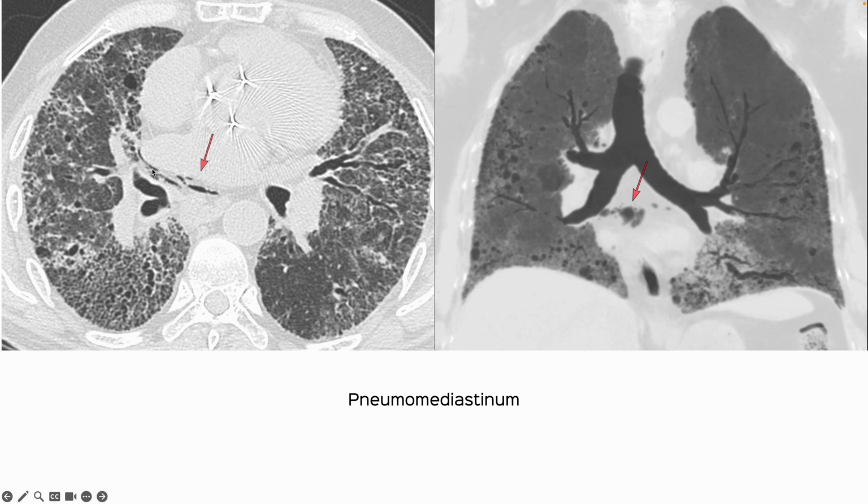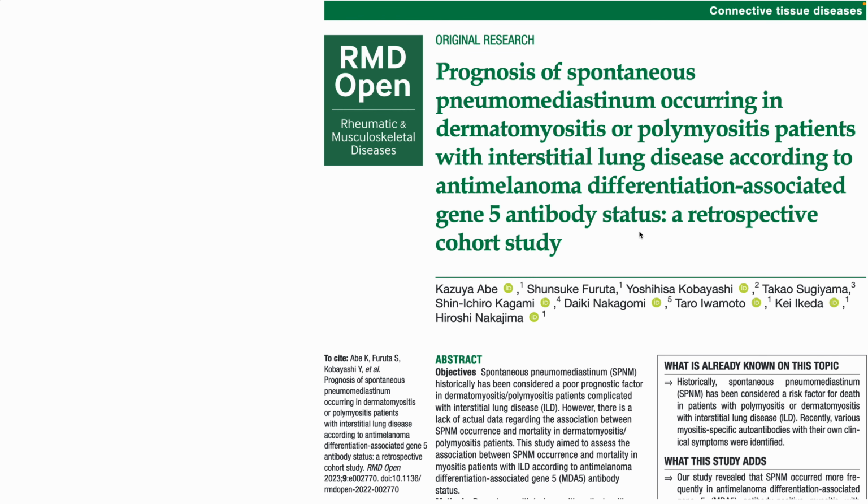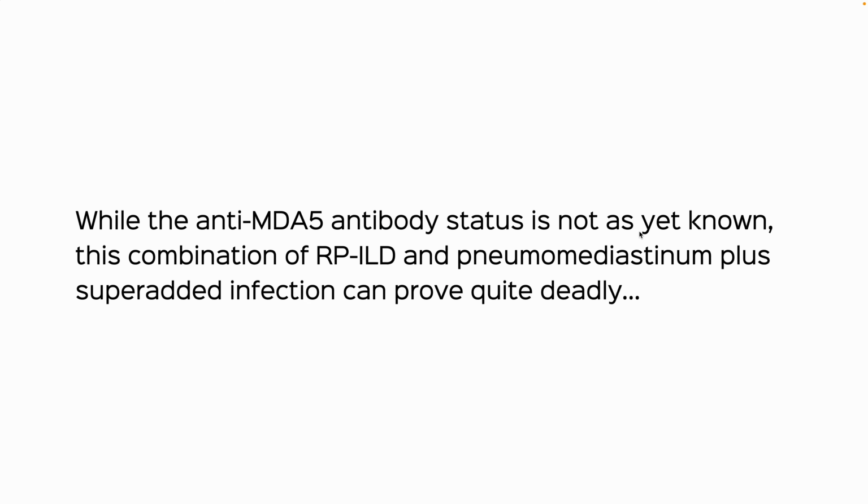But this patient also had pneumomediastinum, and you can see these specks of air here. This is a MIP in the coronal plane that shows it really well. And this could be due to alveolar rupture or rupture of one of the cysts. And again, if you go to PubMed, you'll find a whole bunch of articles on pneumomediastinum being a really bad prognostic factor in patients who have dermatomyositis and anti-MDA5 disease.